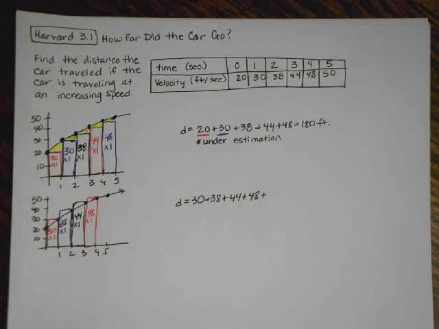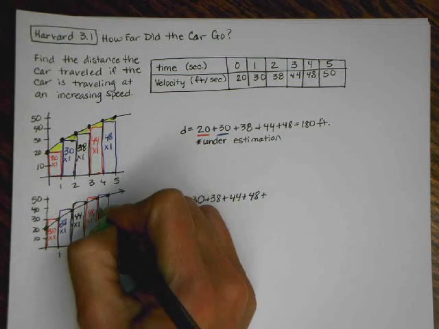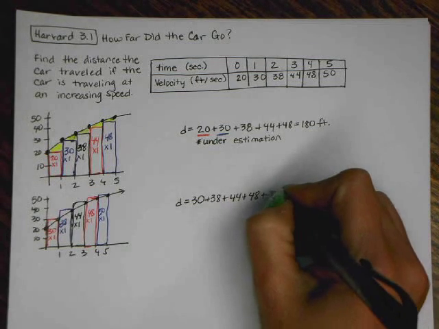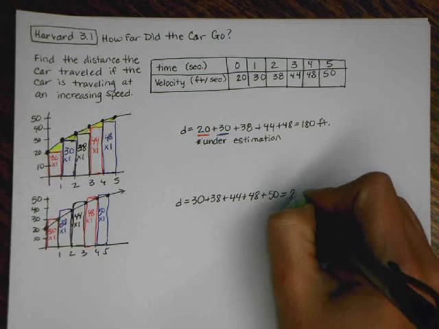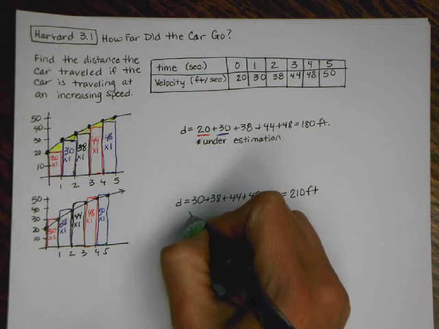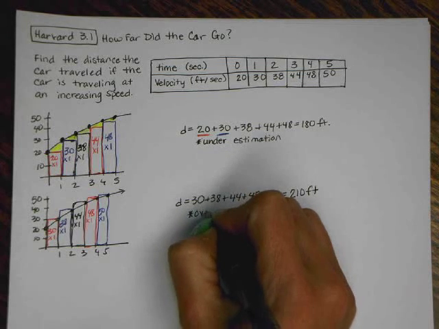And one more rectangle. Blue. $50. Alright, if you add that up, you're going to get 210. So at that point, this is going to be an overestimation because I use the maximum velocity each time.